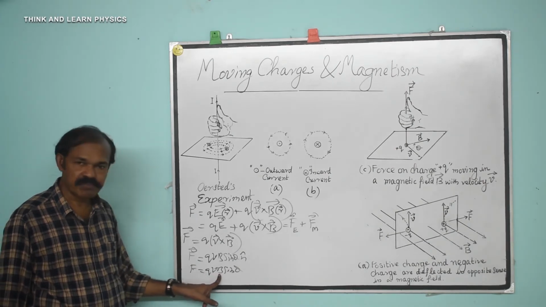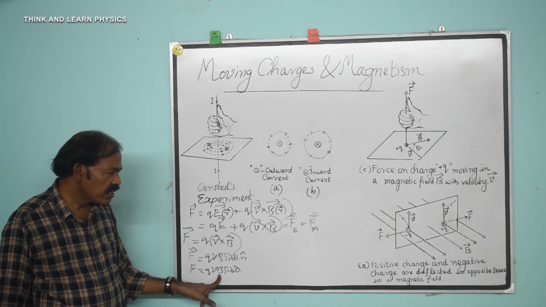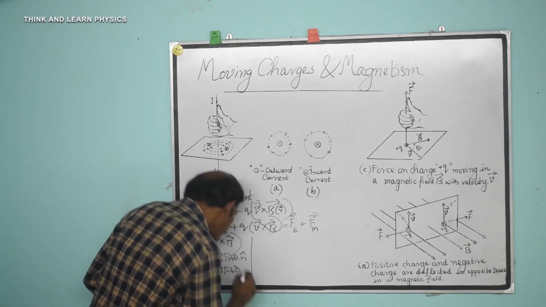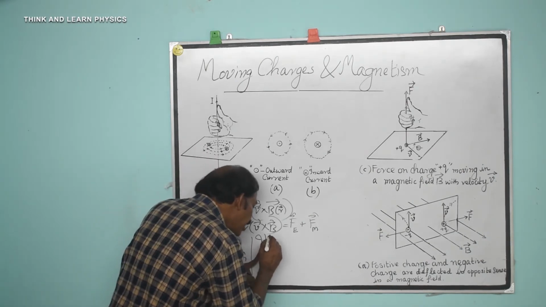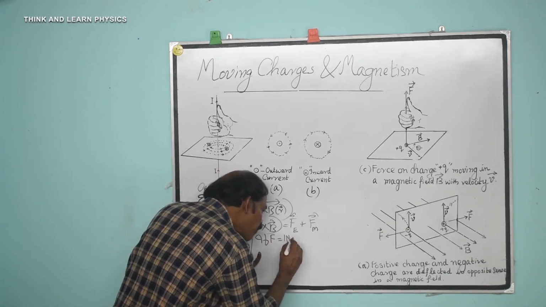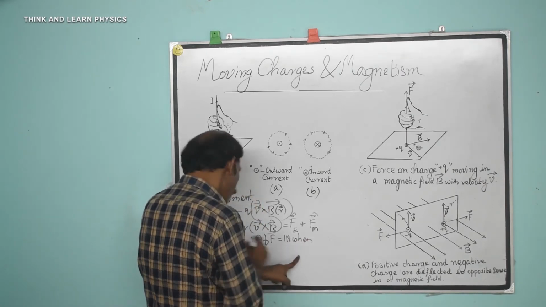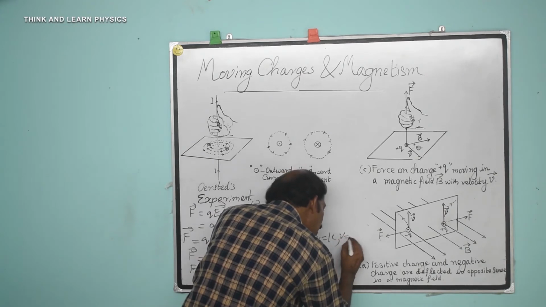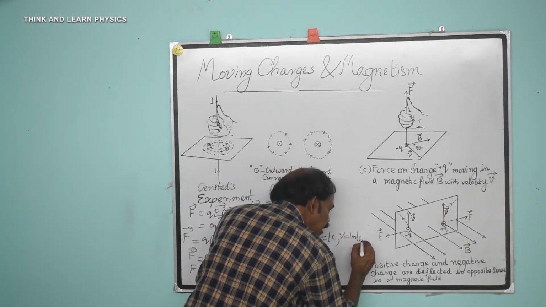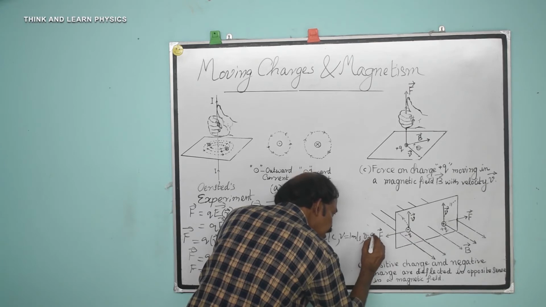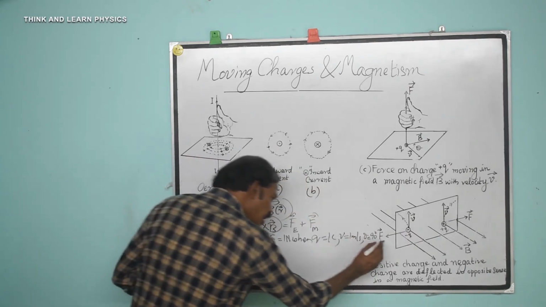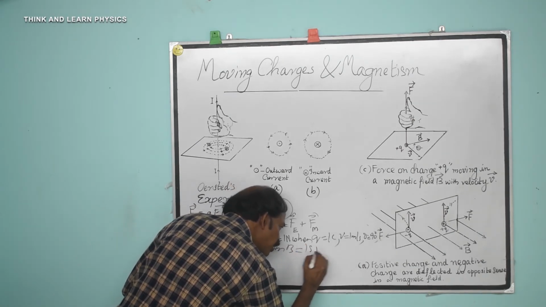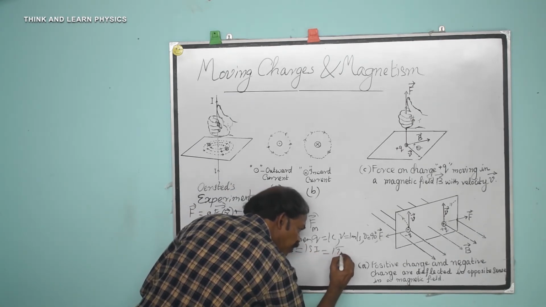F is equal to qVB. Using this relation, we can define the unit of magnetic field as follows. If F is equal to 1 Newton when q equals 1 Coulomb, V equals 1 meter per second and theta equals 90 degrees, then B equals 1 SI unit, which is called 1 Tesla.